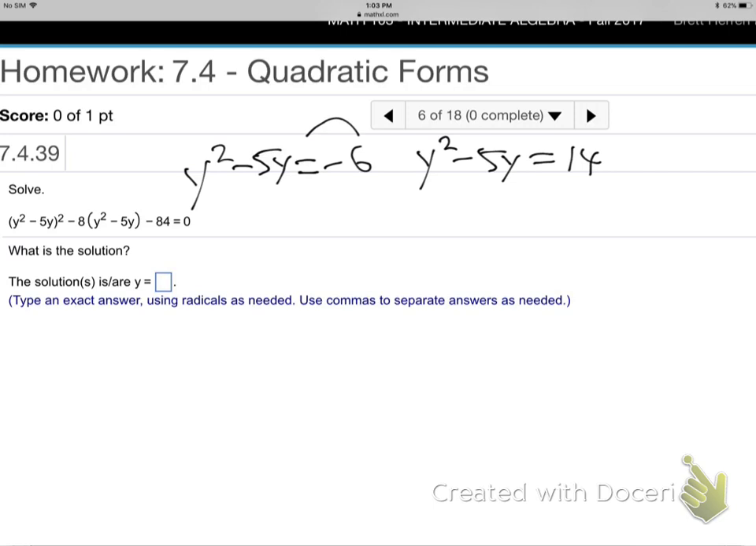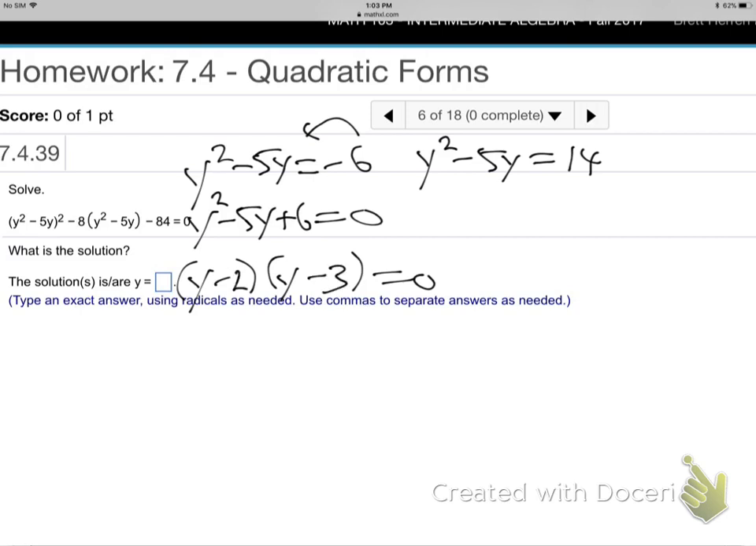Yeah, so jump this over, get y squared minus 5y plus 6 is 0, and then we can try to factor that. How does that factor? Minus 2, minus 3, right? Because they'll multiply to be plus 6, two negatives multiply to be positive 6, and they add to be negative 5, don't they? And so that means the answers are positive 2 and positive 3. Remember, it's just opposite of what's in the parentheses. If you set each one equal to 0, and do all that.